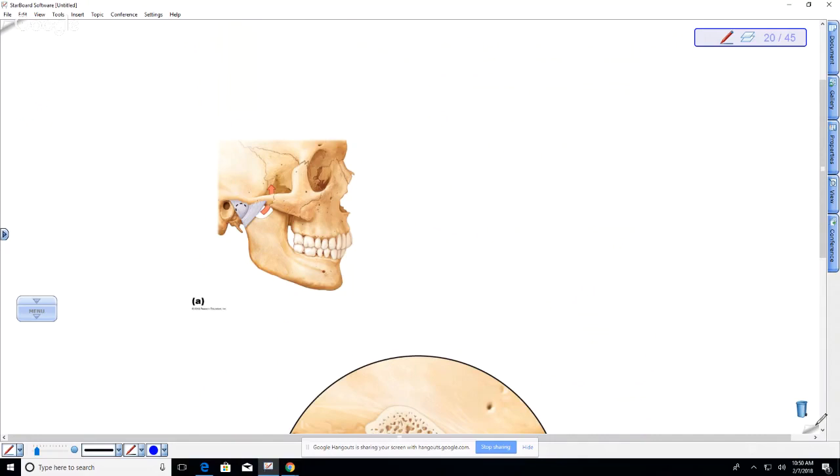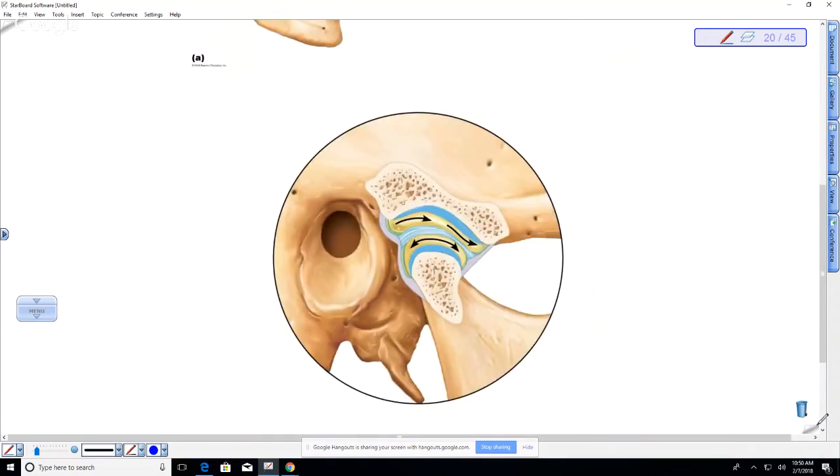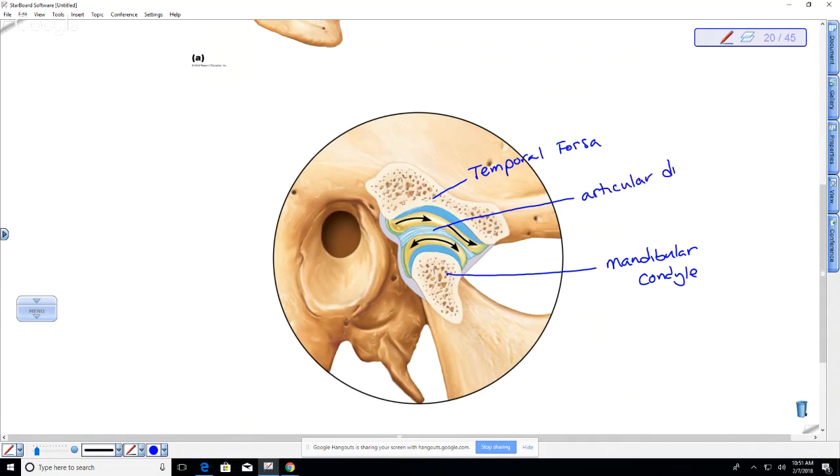Okay, so what is this joint called? In your diagram? Temporomandibular? Yes, TMJ, right? That's the temporomandibular joint. So we know that this here is the temporal fossa, and this here is the mandibular condyle. There is also a piece of cartilage. We have a pad of cartilage here, which is called an articular disc. That is kind of similar to the menisci of the knee.